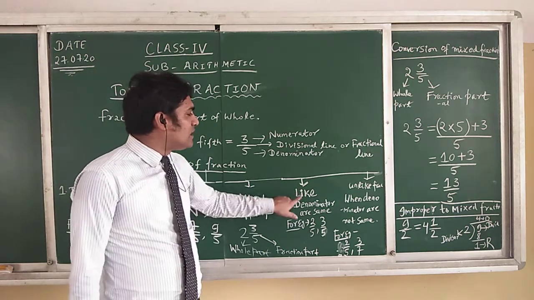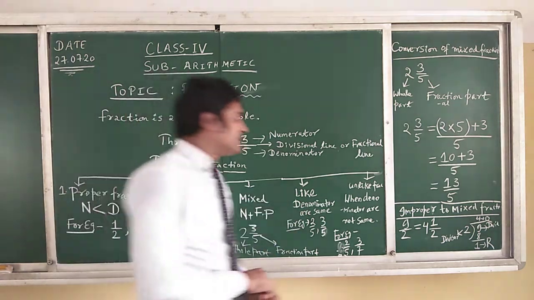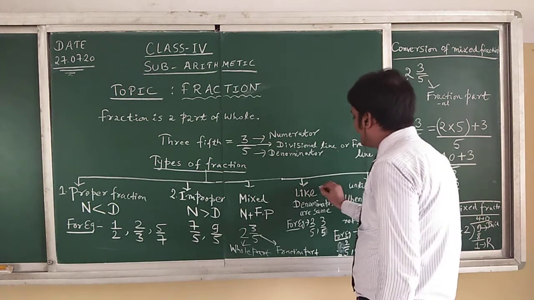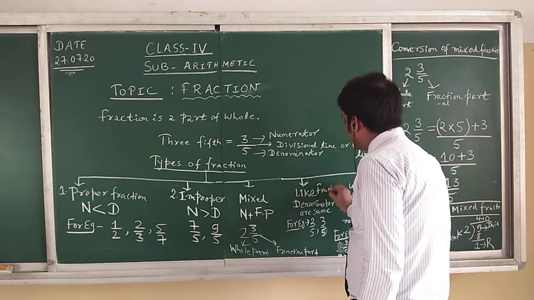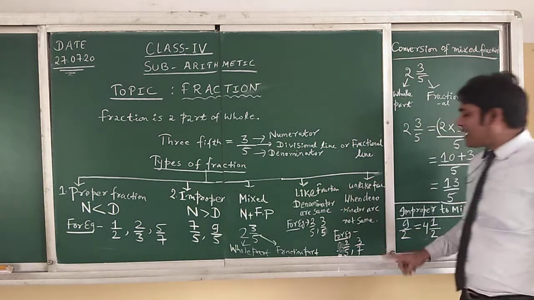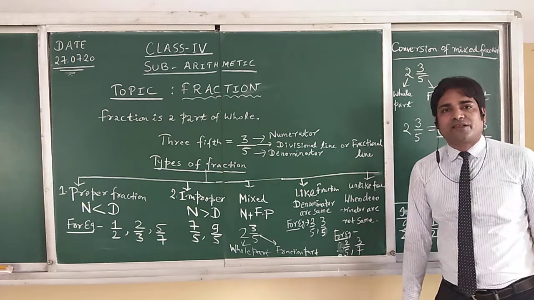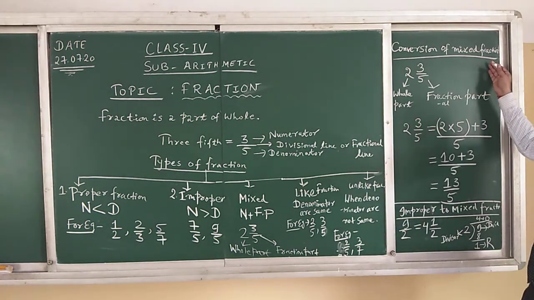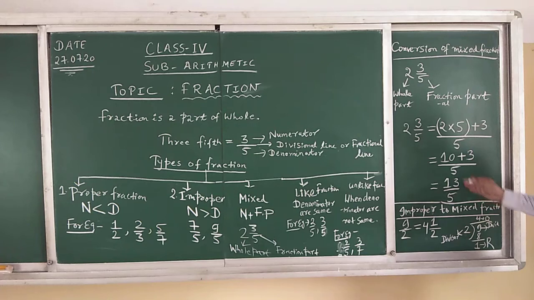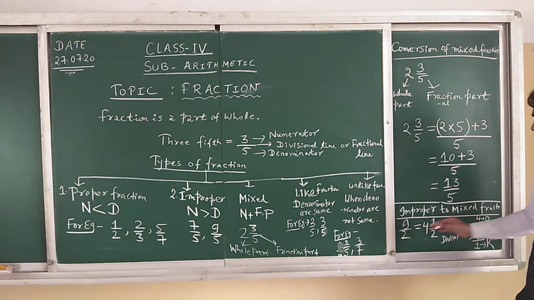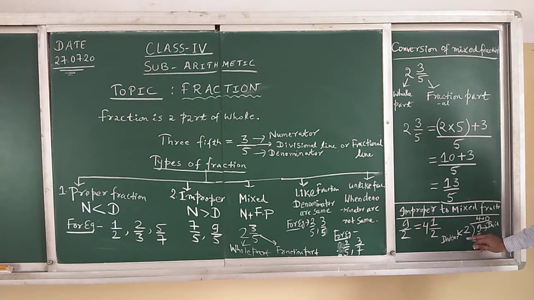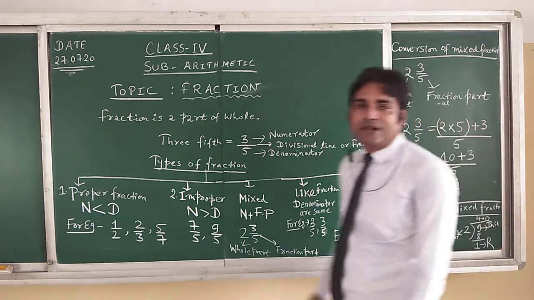A like fraction is when the denominators of the numbers are the same. Unlike fractions are when the denominators are not the same. And how do we convert a mixed fraction into an improper fraction? We just saw the way to convert it. Similarly, how do we convert an improper fraction to a mixed fraction? We just divide the numbers and write the quotient as the whole part, the remainder as the numerator of the fractional part, and the divisor as the denominator of the fractional part.